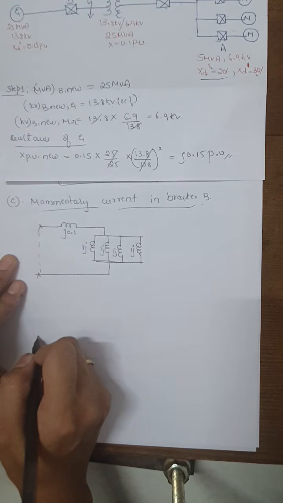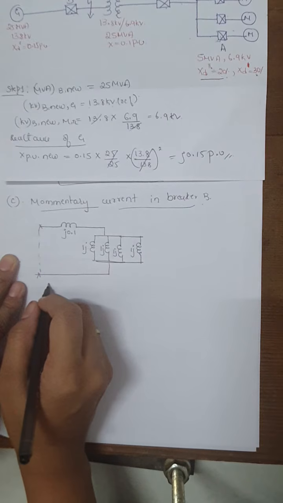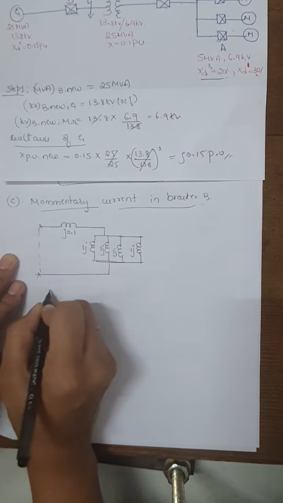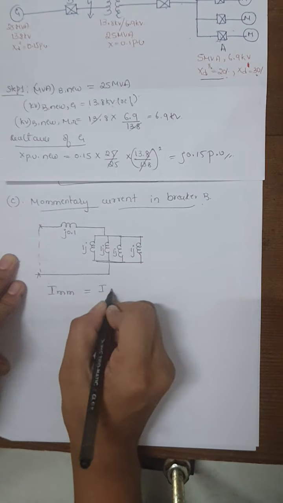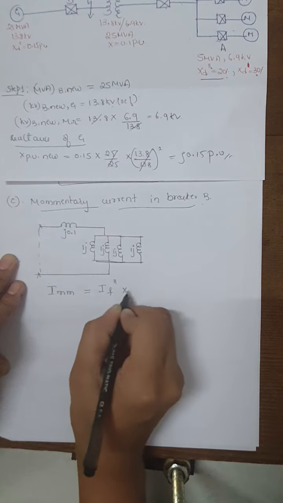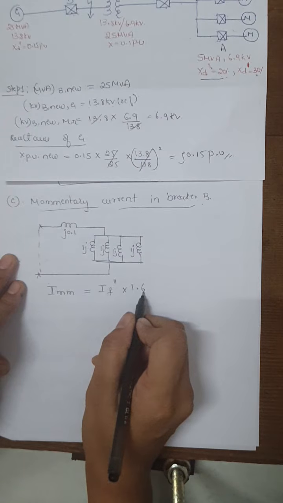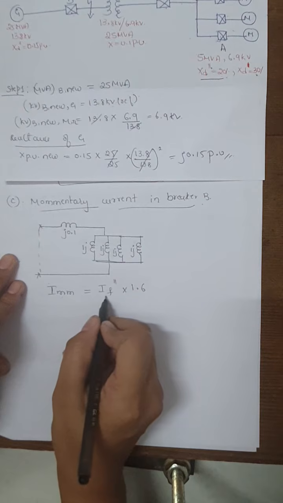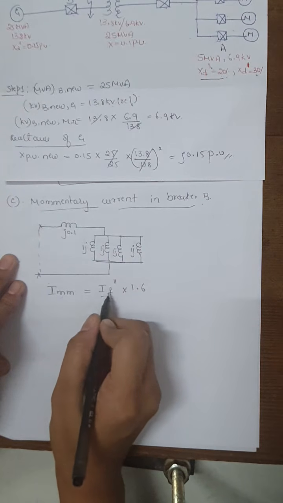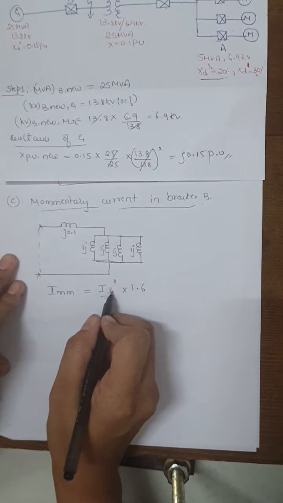Before that you must know the formula for the calculation of momentary current. I hope you remember it from the derivation of the selection of circuit breaker. So IMM, the momentary maximum current, will be equal to the subtransient fault current IF double dash multiplied by 1.6. Here 1.6 is by considering the DC offset current also. Before calculating the momentary current IMM, first we need to find out the subtransient fault current IF double dash. You know that IF double dash is nothing but, by using Thevenin's theorem, VTH by ZTH.